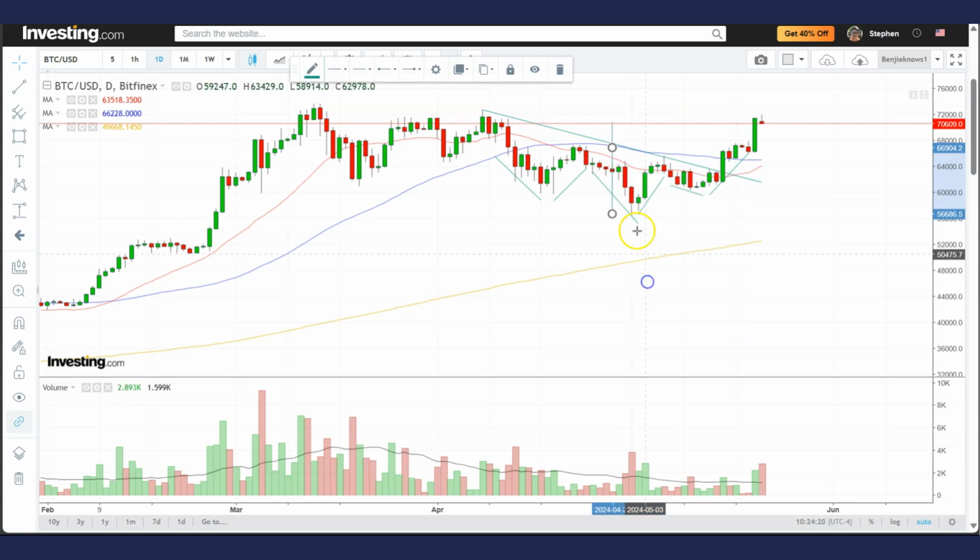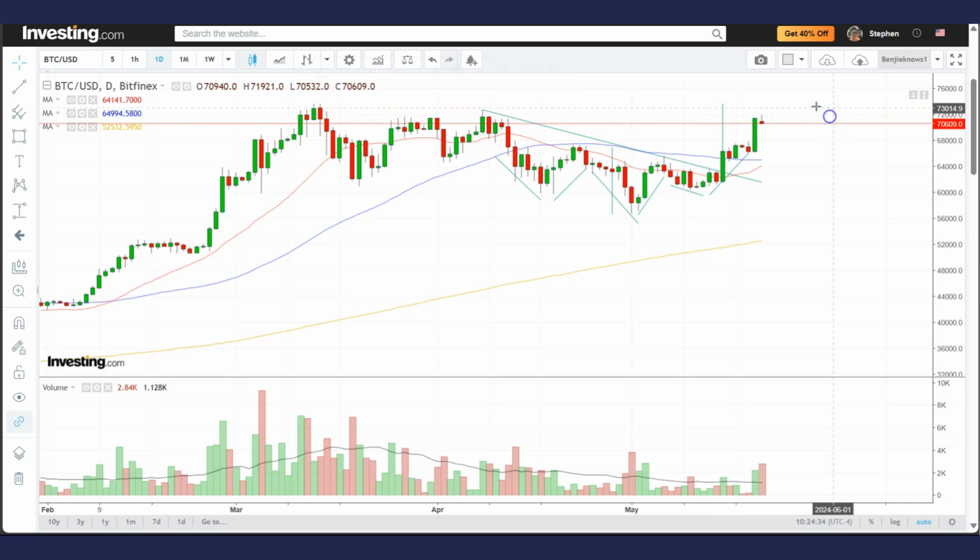And then you clone it. Okay, wait. Sorry. Clone it. All right, and then from the breakout point here, the target is the former high here.